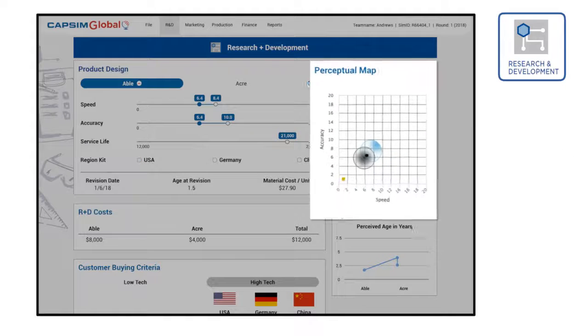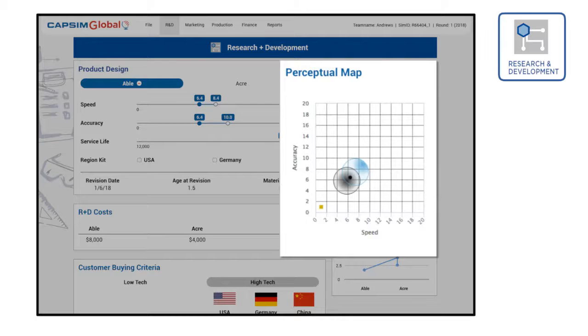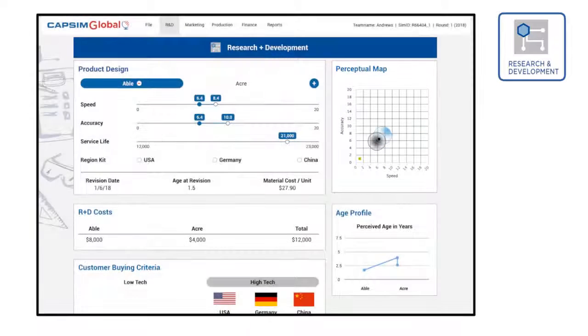At the beginning of the simulation, all companies start with one product positioned in the middle of the low and high-tech segments. As the simulation progresses, these segments will drift away from each other, requiring strategic R&D decisions from all competitors.